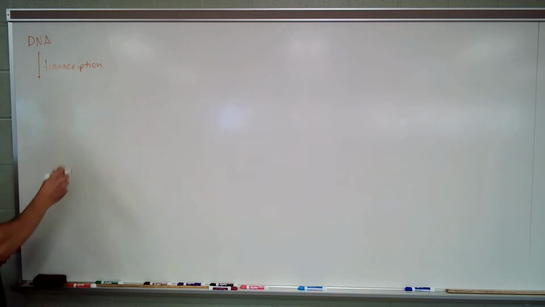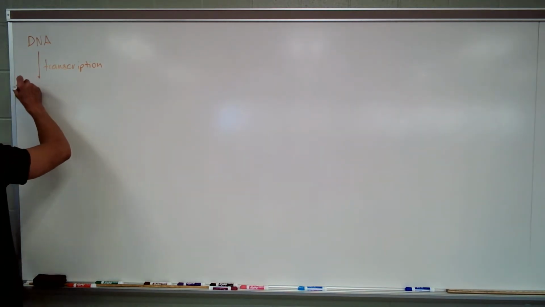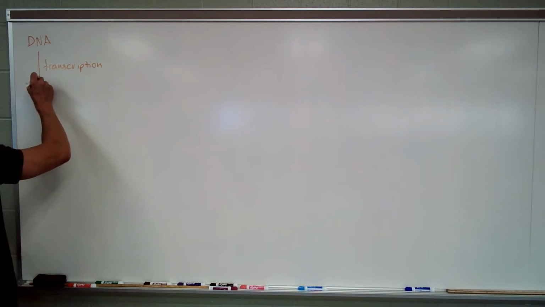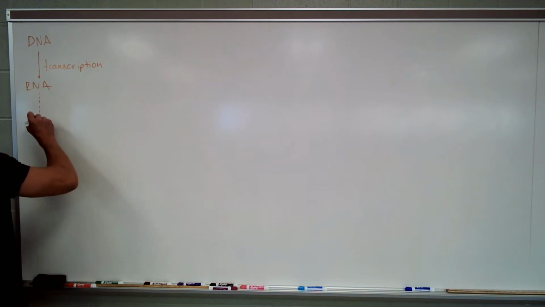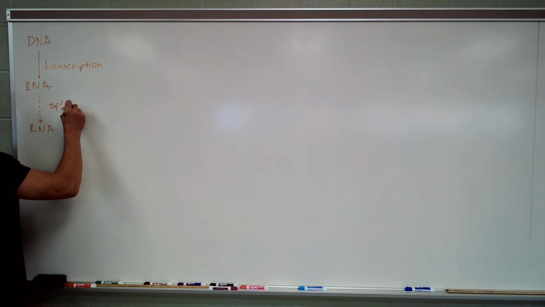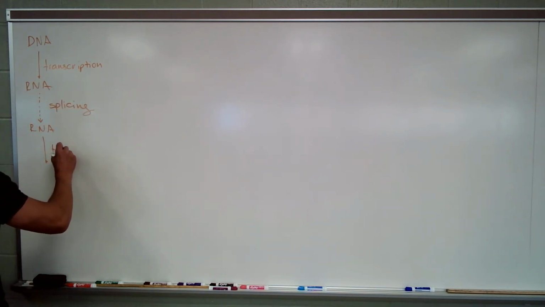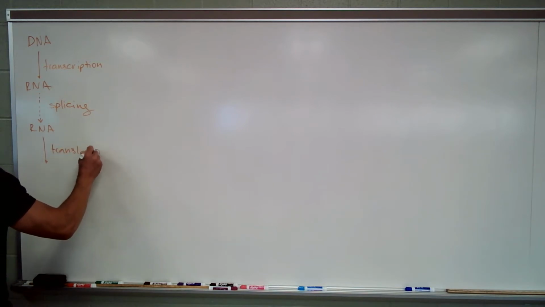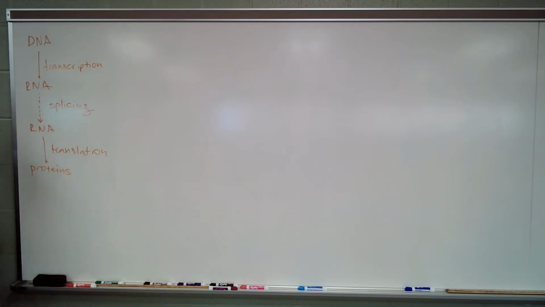After the transcription, we'll get to that part. In some organisms, so you get RNA. In some organisms, RNA can undergo the process that is called splicing. And then spliced RNA can be used in the process of translation as a template for the synthesis of proteins. Okay?